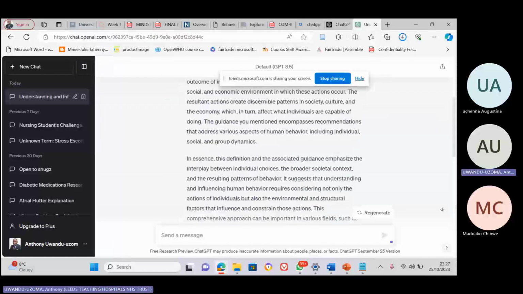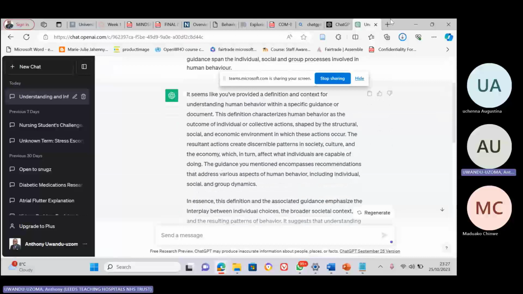So you can see the first time I put it, it said human behavior is the outcome of individual or collective action shaped by structural and socio-economic environment. So it helped me to just summarize what that whole thing is talking about. So that's one way you can use ChatGPT. It can help you to just understand what you're reading in case you don't understand it. But don't copy it because it's going to flag out in your plagiarism.